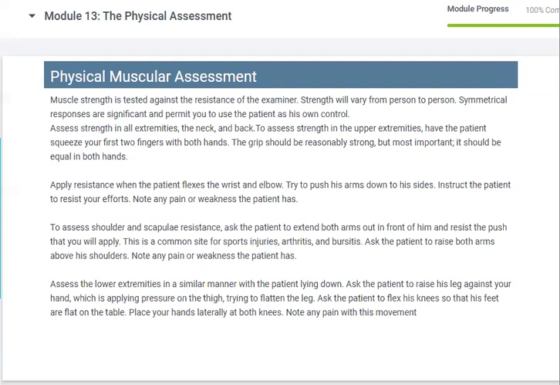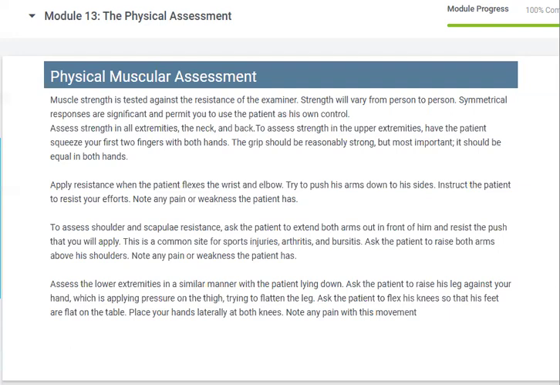Muscle strength is tested against the resistance of the examiner. Strength will vary from person to person. Symmetrical responses are significant and permit you to use the patient as his own control. Assess strength in all extremities, the neck and back.